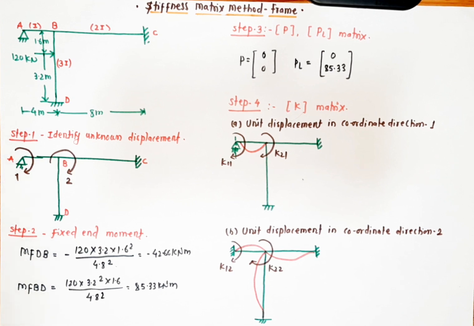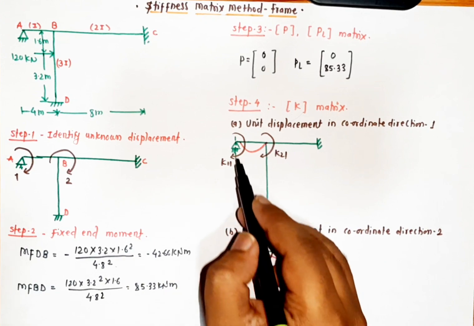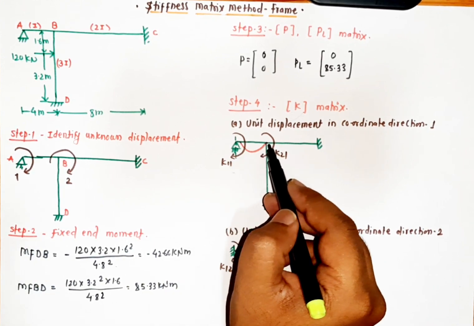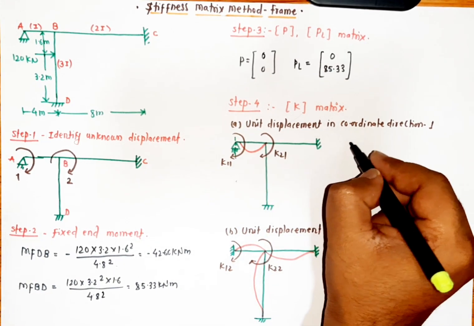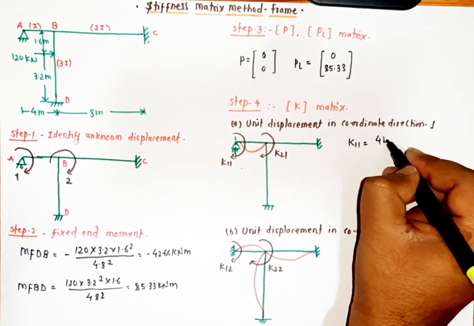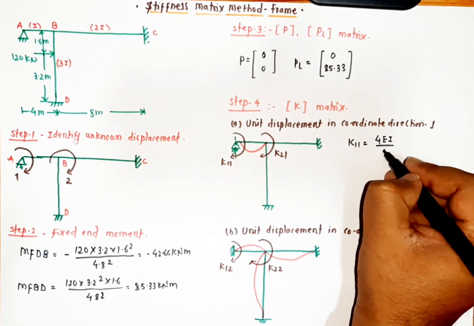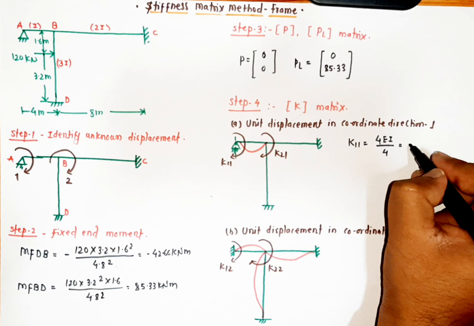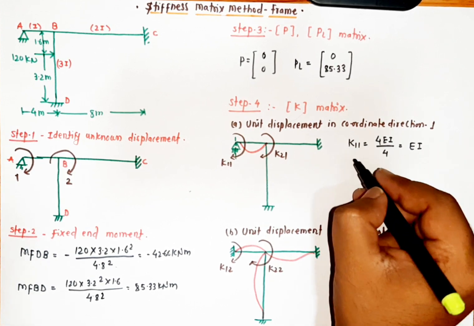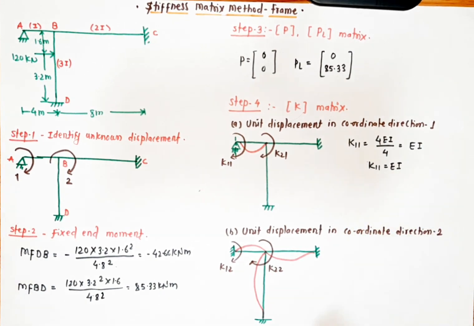Now next we want to give a unit displacement in coordinate direction 1. Whenever we give it in coordinate direction 1, the effect of that will be up to 2 only. Therefore, using our formula, K11 is equal to 4EI by L. L is 4 meter, that's why K11 is equal to EI.